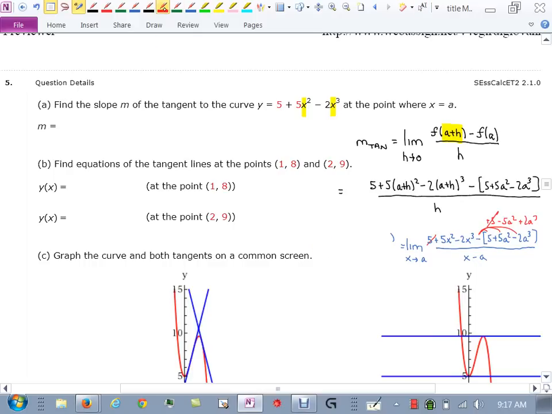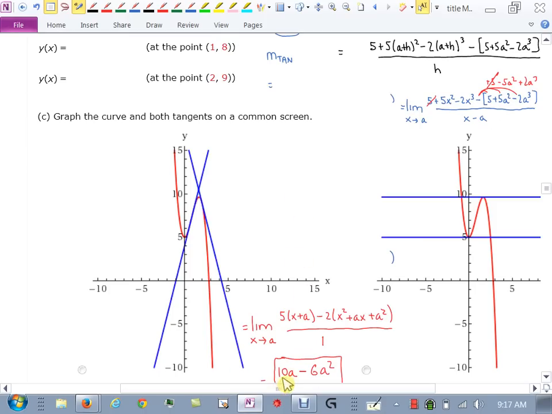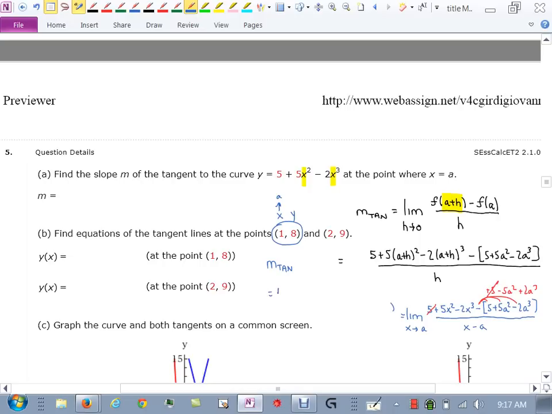So let's start with this one here. Here, x is 1 and y is 8. So the slope of the tangent line there at that point will be equal to the x, which is really our a. The formula here was 10a minus 6a squared, so it'd be 10 times 1 minus 6 times 1 squared. So this is just 4.